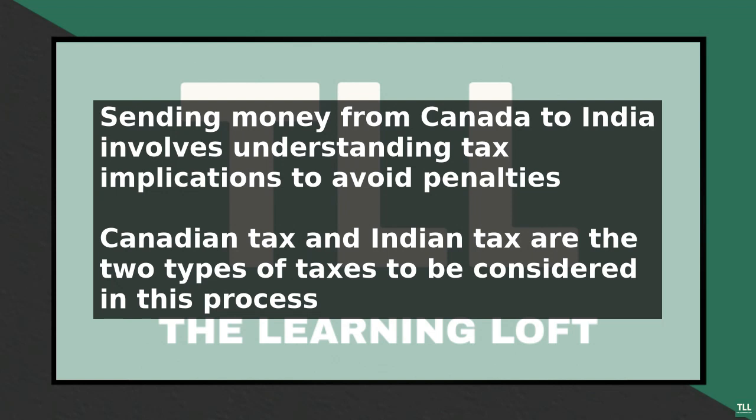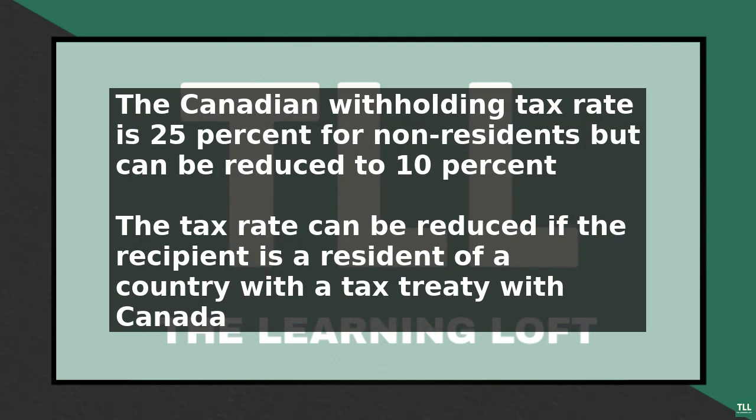First, it is essential to understand that there are two types of taxes you need to consider: Canadian tax and Indian tax. In Canada, the tax is deducted at the source, and the sender is required to pay a withholding tax on the amount being sent. The withholding tax rate in Canada is 25% for non-residents, but this rate can be reduced to 10% if the recipient is a resident of a country with which Canada has a tax treaty, such as India.